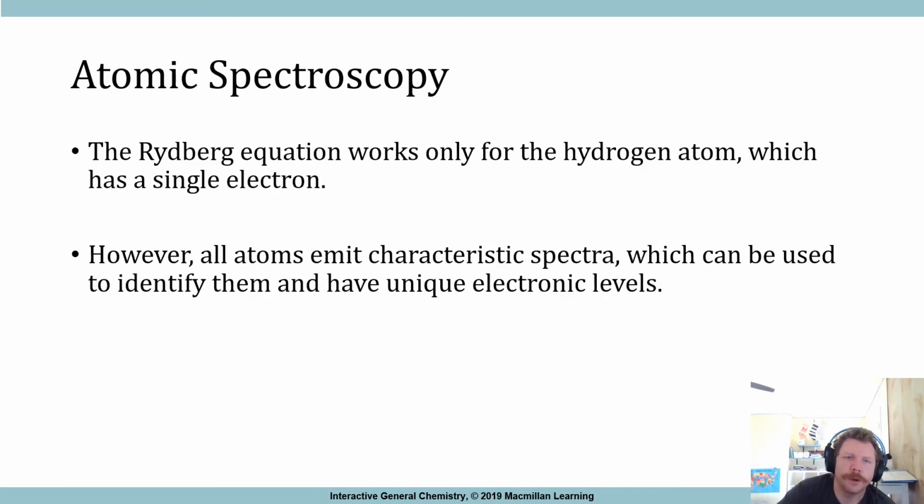One aspect of the Rydberg equation to be familiar with is that it works only for the hydrogen atom, which has a single electron. With that said, however, all atoms emit characteristic spectra, which can be used to identify them and have unique electronic levels. So it doesn't fit perfectly to the Rydberg equation if it's not a spectrum for hydrogen, but all atoms are going to emit a characteristic spectrum.